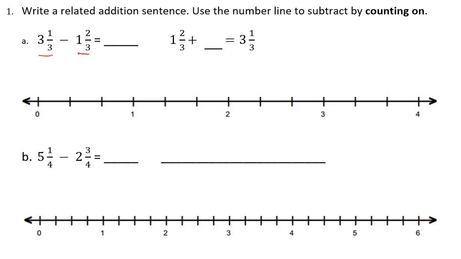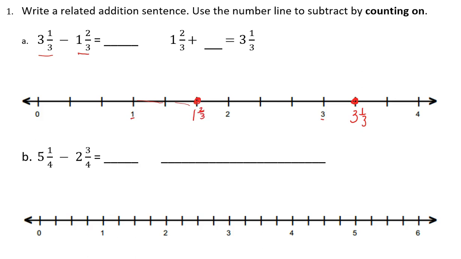So we'll start with the original number, 3 1/3. You need to find that on the number line. Here's 3 wholes. You just need to hop 1/3 past that. So that's 3 1/3. I'm also going to plot the 1 2/3. So here's my 1 whole. If I move 2 sections past that, that tells me where 1 2/3 is.